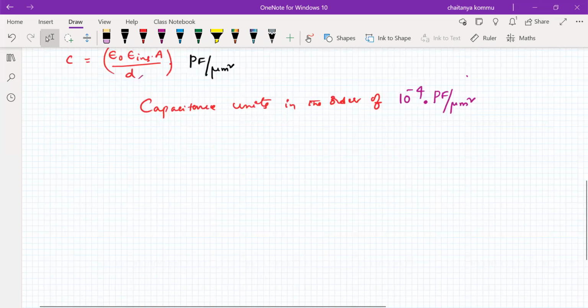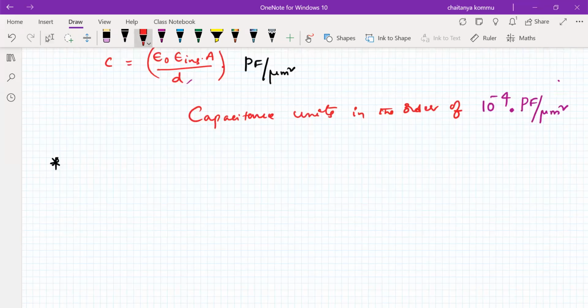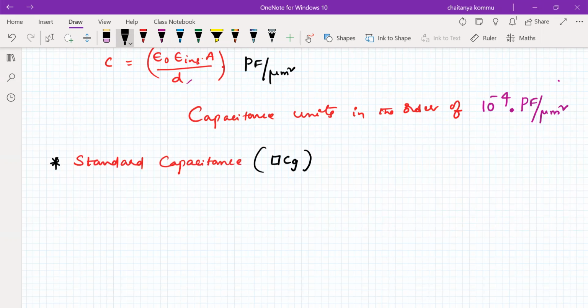Okay, fine. Another important point to remember is the standard capacitance. What is the standard resistance that we have seen previously? Sheet resistance. Here we normally call it square Cg. The square Cg is called the standard capacitance. That means the minimum capacitance that we observe in mask layers.